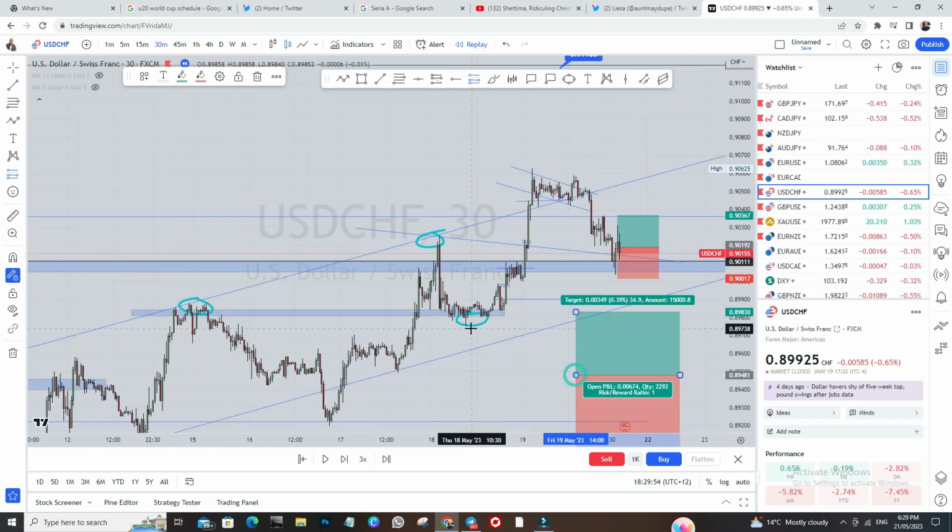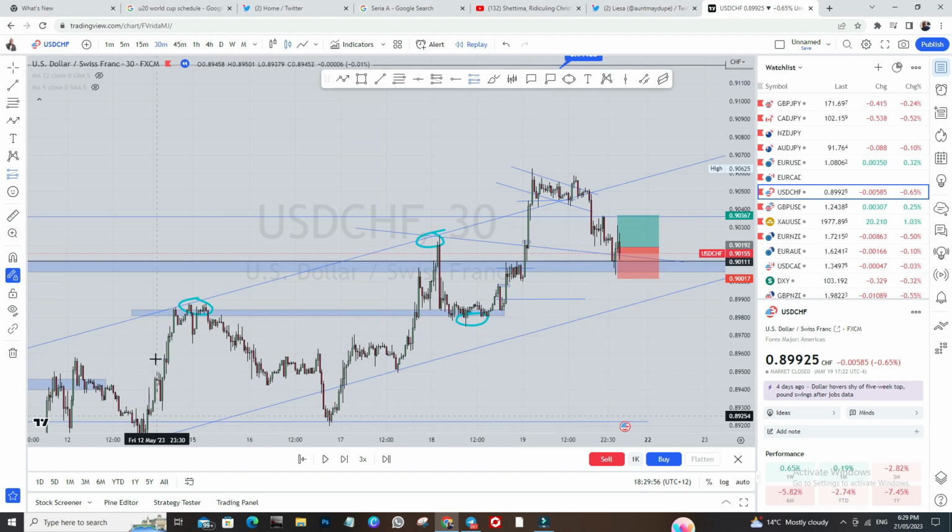Also to support the fact that the price is pushing to the upside, I was expecting this kind of scenario: up, down, which has been done, down, then up.